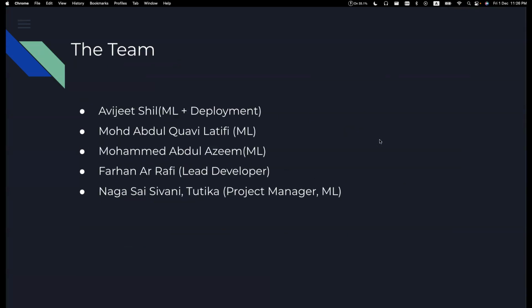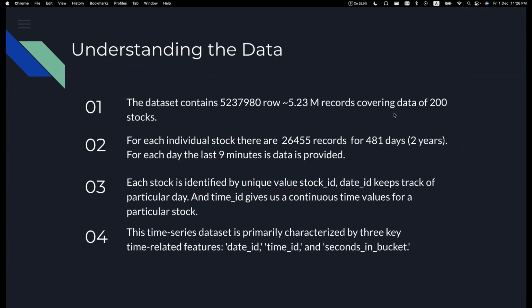Next slide, please. So this is our team. The team consists of 5 members covering the machine learning, development, and project management parts. Each member played a vital role based on their specialization.